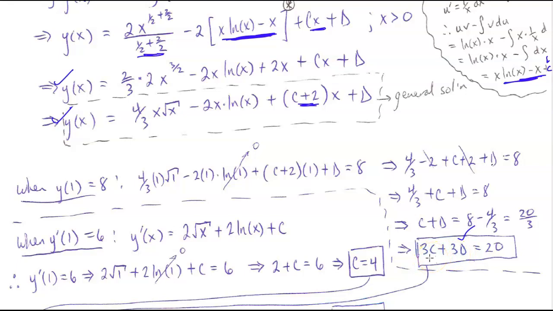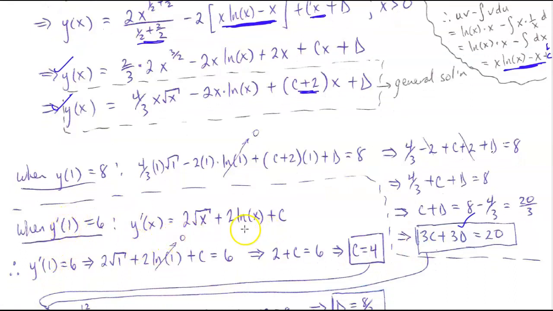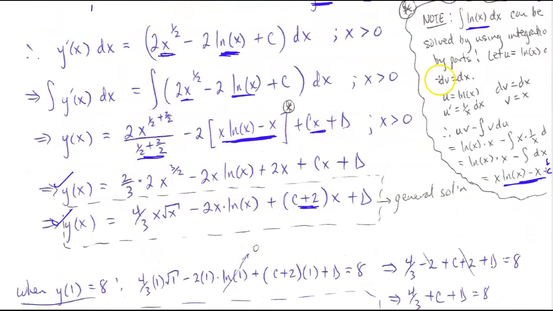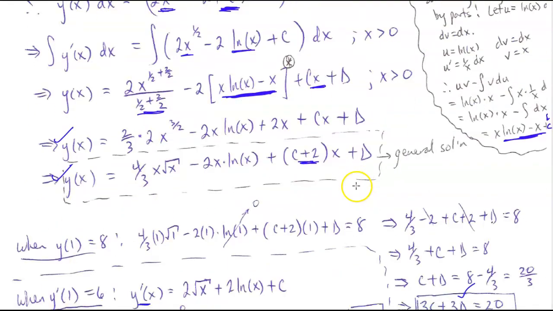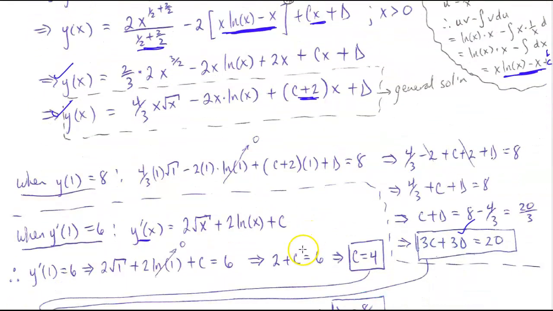3c plus 3c plus 3d is equal to 20. And then when we look at the first derivative, which is what we had back up here, and we plug in 1 into that and allow it to equal 6, then we see that we end up getting c is equal to 4.